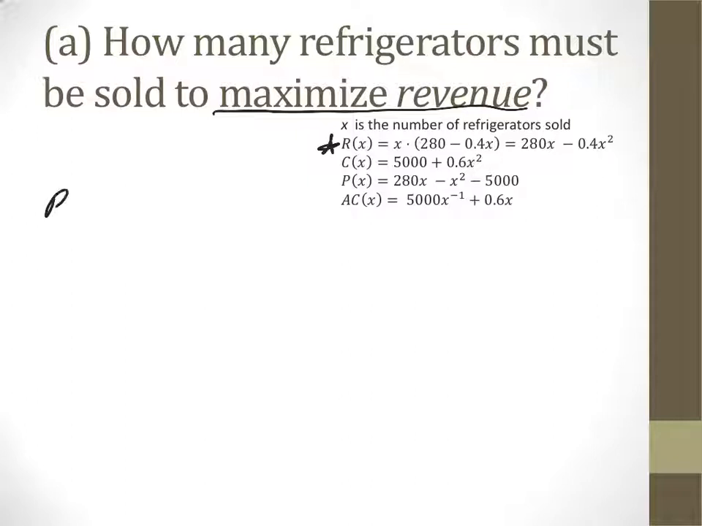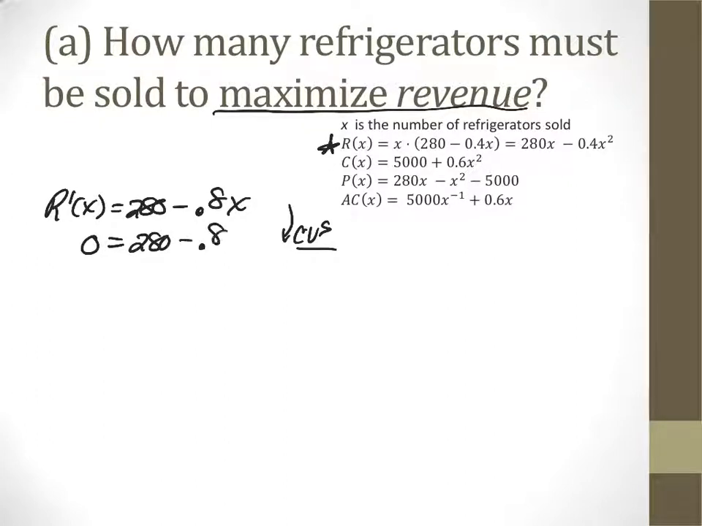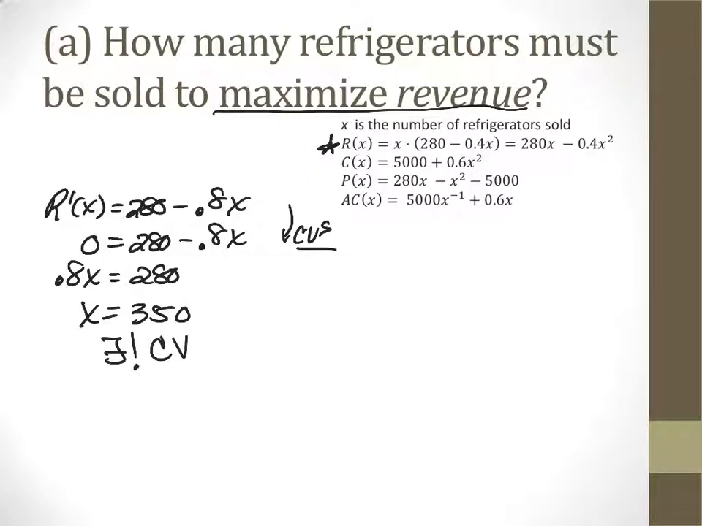So let's do that. First derivative with respect to x of the revenue, 280 minus 0.8x, set it equal to 0. Now we're looking for critical values, right? So we get, this kind of comes along for the ride. Add 0.8x to both sides. Divide by that 0.8, and you get 350. Well, that's exactly one critical value.